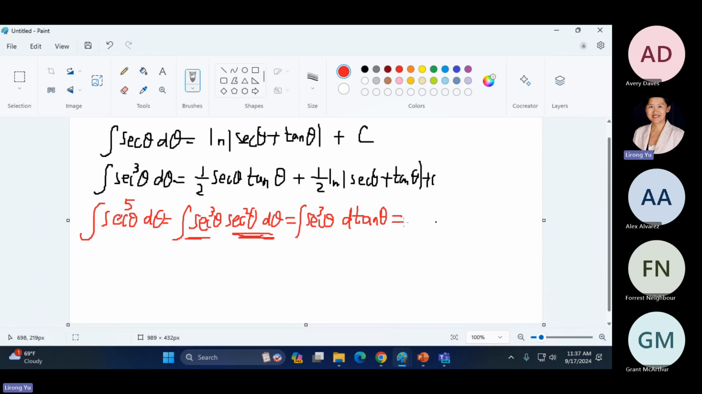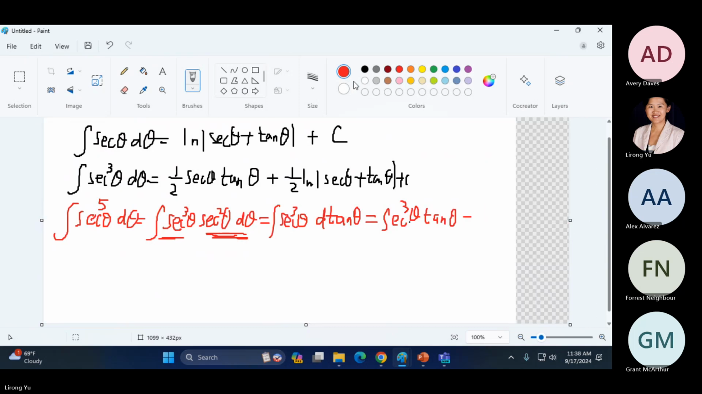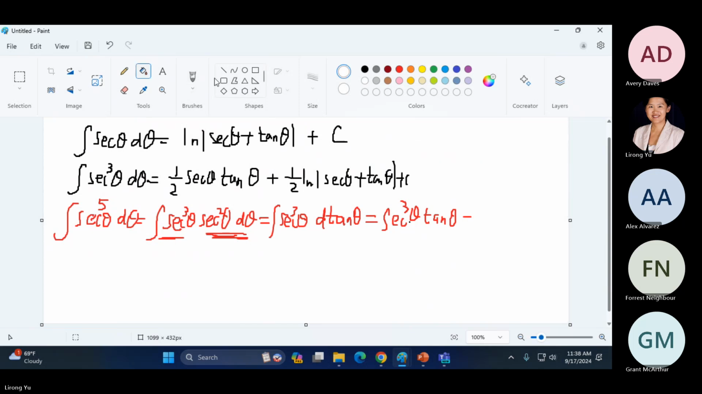So I'm literally writing the u dv. So this is the u dv. V is the tangent theta. So the integral of u dv equals uv, which on the other side you have secant cubed theta times tangent theta, equal to uv minus the integration of v du. Now the v is tangent theta, and the du is the derivative of secant cubed.